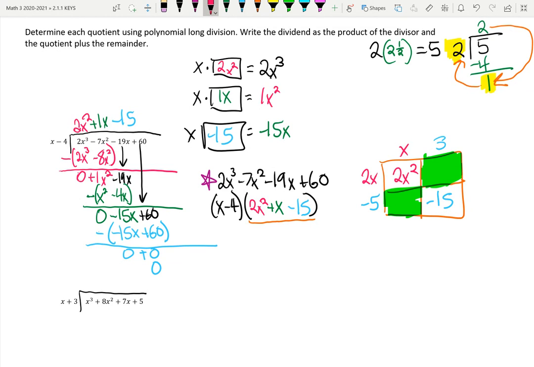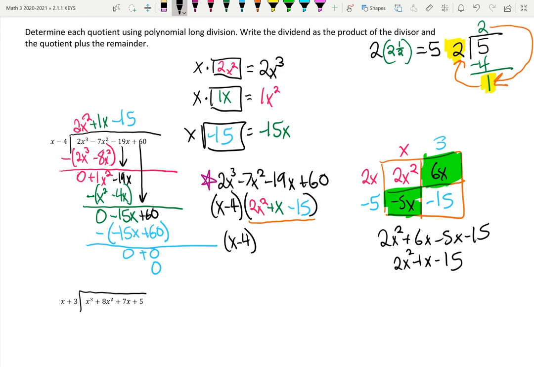Let me go ahead and distribute it on in. 2x times 3 is going to be 6x. Negative 5 times x is negative 5x. Notice that if I were to combine the quantities of this area model, it would produce my function exactly, which means this is a true factor.